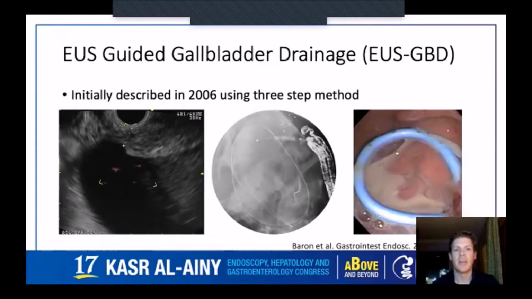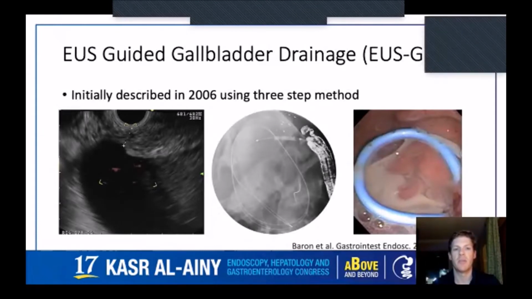Moving to EUS-guided gallbladder drainage, it was initially described in 2006 using a 3-step method in which the gallbladder was identified either by the transgastric or transduodenal approach. Using an access needle, the gallbladder was punctured, guide wire was advanced into the gallbladder lumen, and subsequent dilation of the tract was performed using a balloon dilating catheter. And then once the tract was dilated, a pigtail stent can be advanced from the duodenal or gastric lumen into the gallbladder lumen.